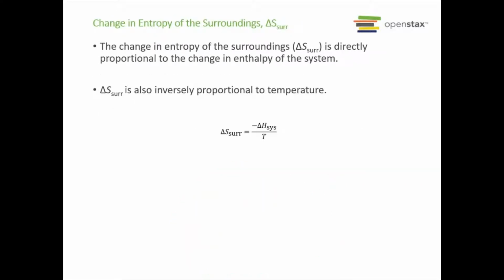The change in entropy of the surroundings is directly proportional to the change in enthalpy of the system. Good old delta H, enthalpy comes along all the time. And the change in entropy of our surroundings is also inversely proportional to the temperature. So we could say that delta S surroundings is equal to negative delta H, or enthalpy of the system, divided by your temperature.